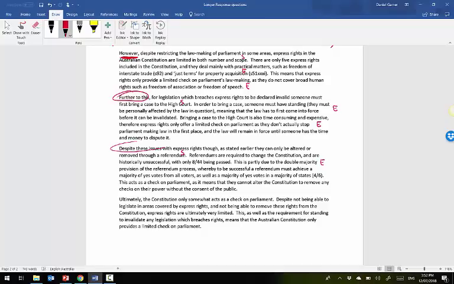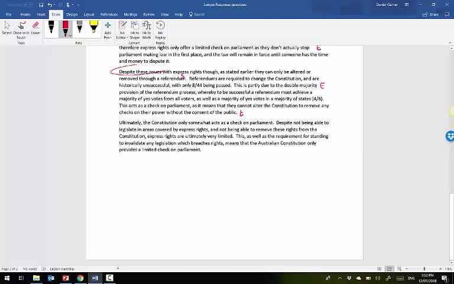This acts as a check on Parliament as it means that they cannot alter the Constitution to remove any checks on their power without the consent of the public. So expanded. Pretty simple. And then ultimately I include my value judgment. The Constitution only somewhat acts as a check on Parliament. This is because they can't legislate in areas of express rights and they can't remove these rights.